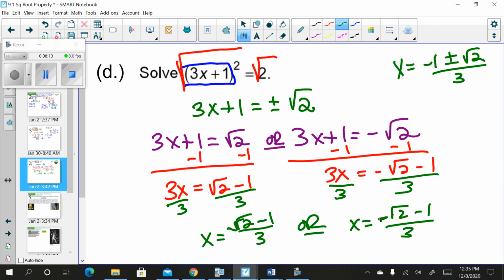So it's a little bit worse when that number's not a perfect square, but we still do the same thing. We're just solving for the x. So undo what's been done to that variable term.